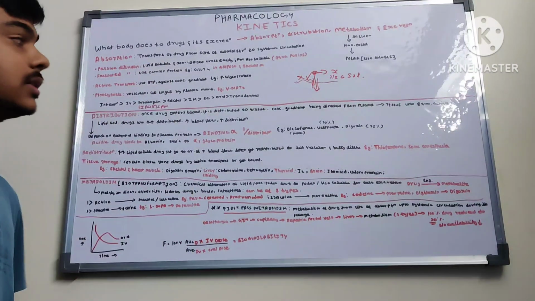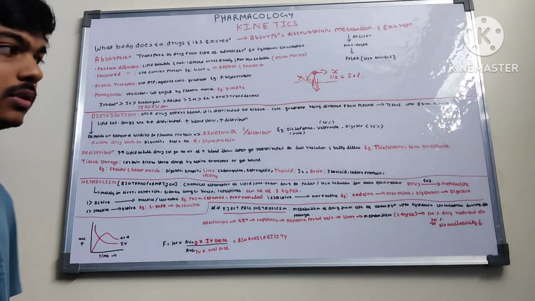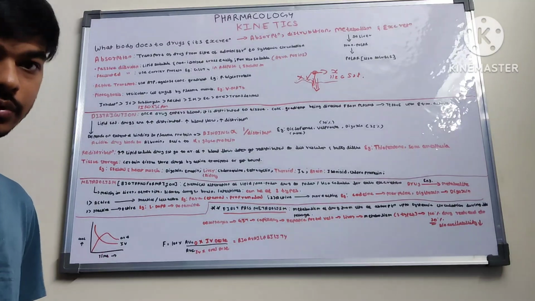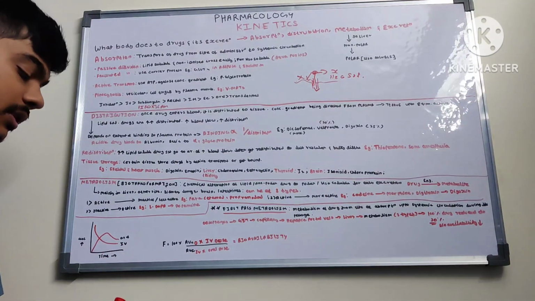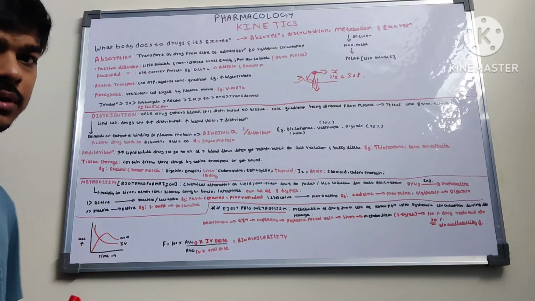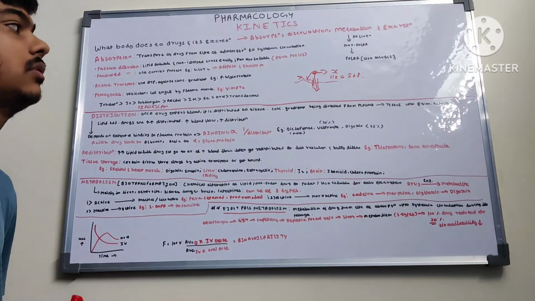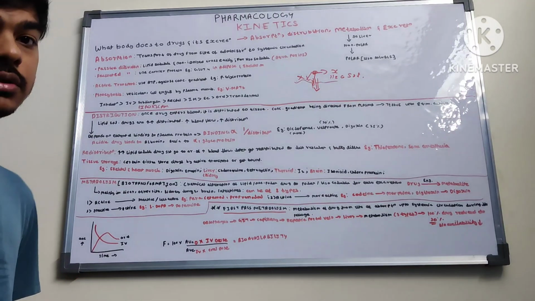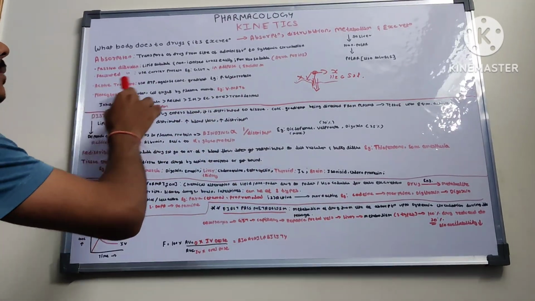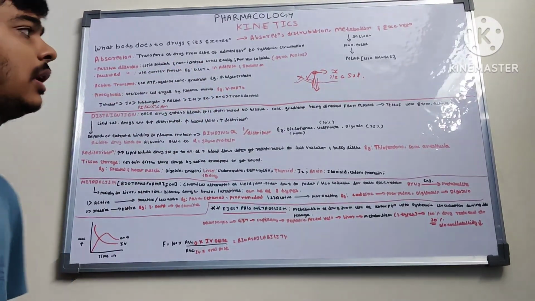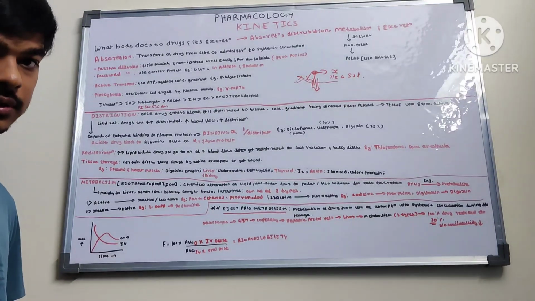The second way is facilitated diffusion. Here we need certain carrier proteins. The classic example is glucose, which is always transported with sodium. Whenever glucose enters the membrane, it needs sodium for its transport. Similarly, another example is GLUT4, which is present in the adipose tissue and our skeletal muscles.